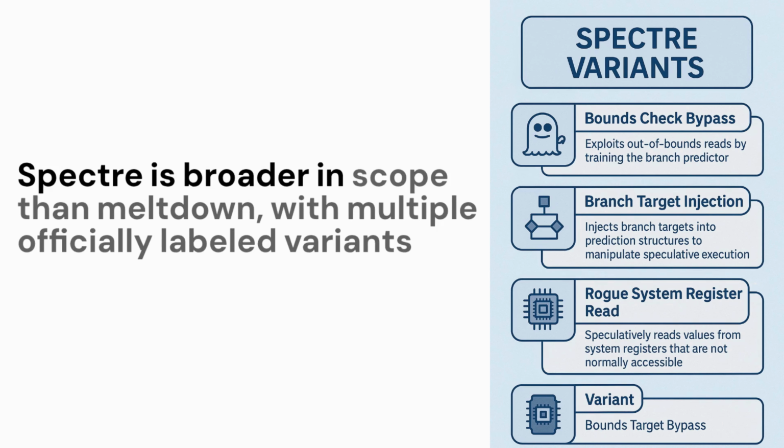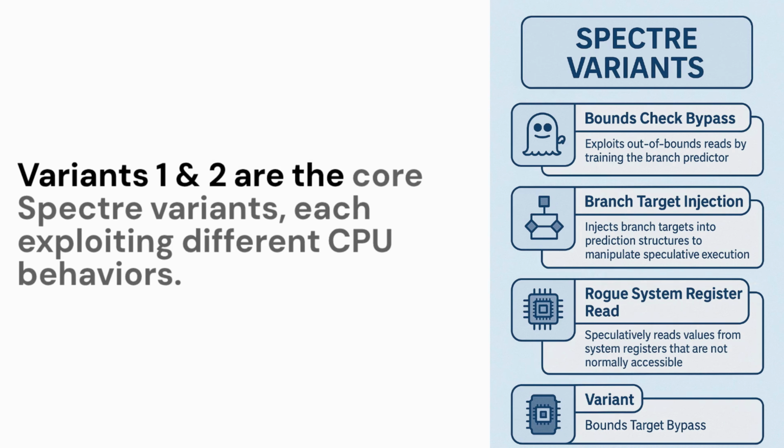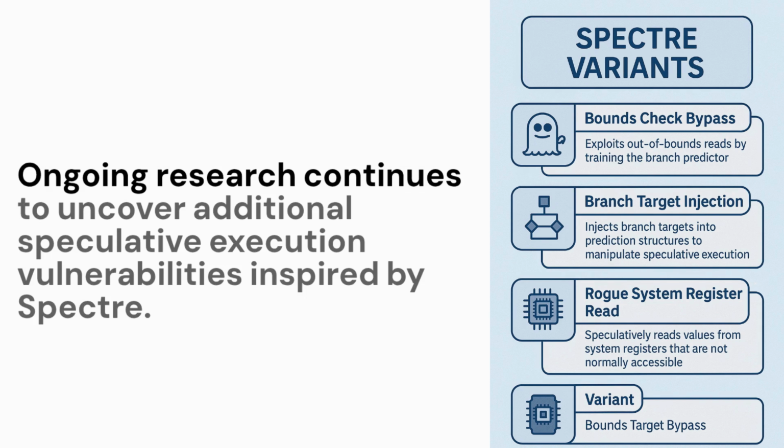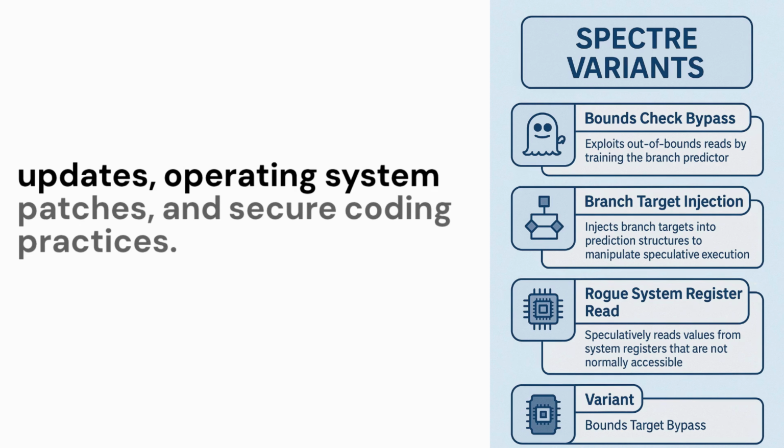Spectre is broader in scope than Meltdown, with multiple officially labeled variants targeting speculative execution mechanisms. Variants 1 and 2 are the core Spectre variants, each exploiting different CPU behaviors. Ongoing research continues to uncover additional speculative execution vulnerabilities inspired by Spectre. Understanding and mitigating these variants require a combination of hardware updates, operating system patches, and secure coding practices.